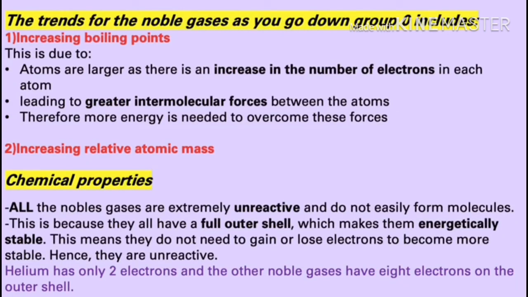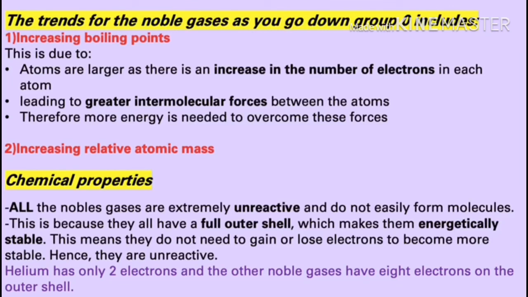The trends for the noble gases as you go down Group 0 include: number 1, increasing boiling points. This is because atoms are larger as there is an increase in the number of electrons in each atom, leading to greater intermolecular forces between the atoms, therefore more energy is needed to overcome these forces. And the second one is, as you go down the group, there's an increase in the relative atomic mass.